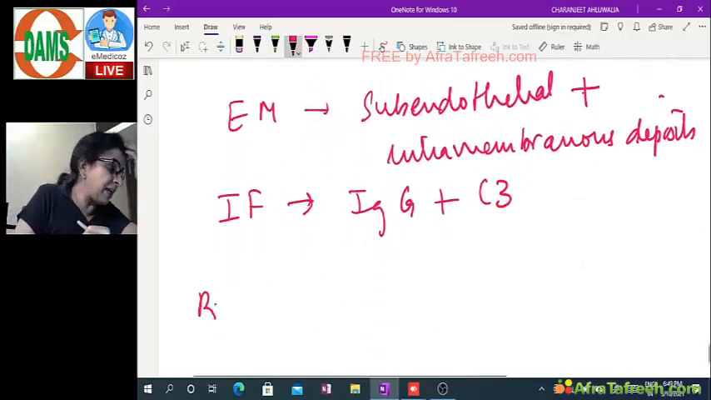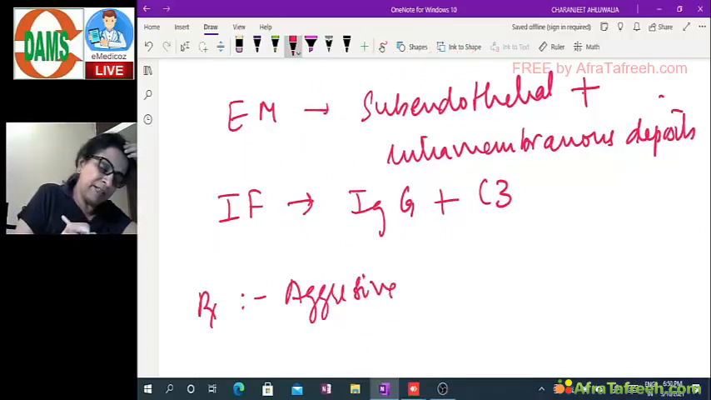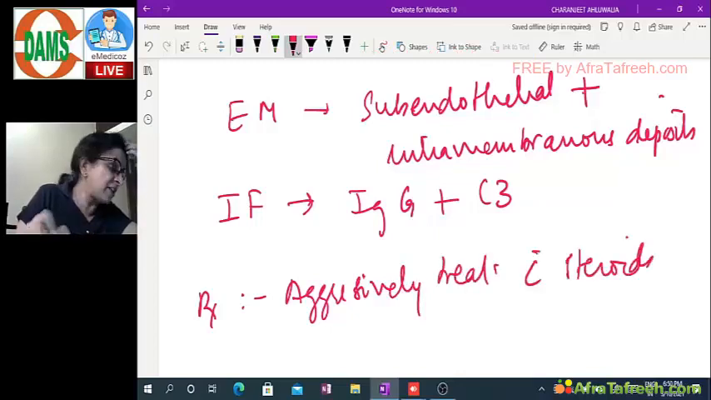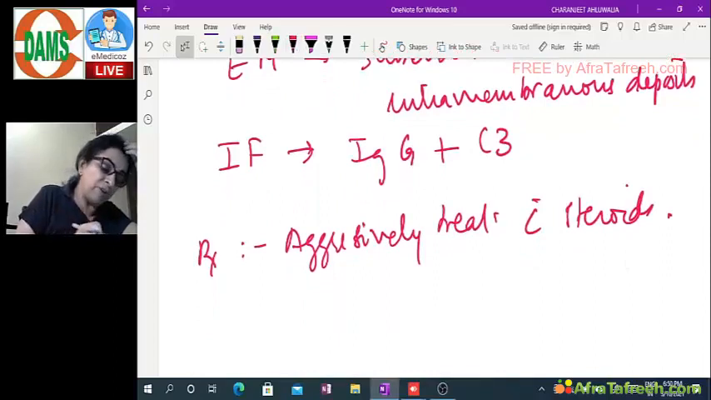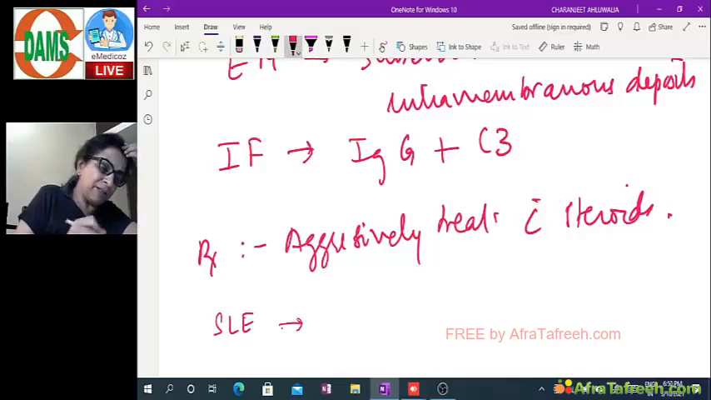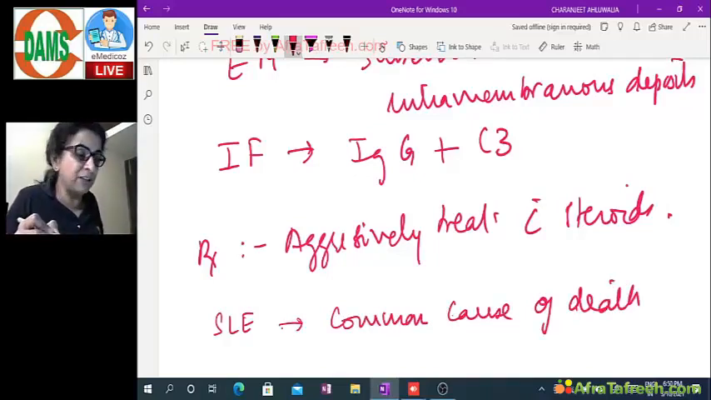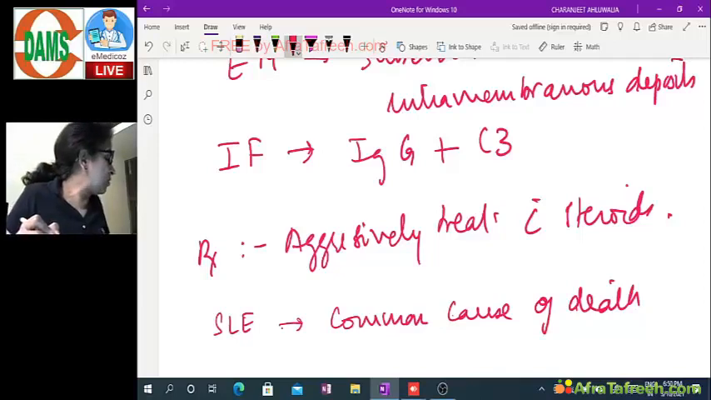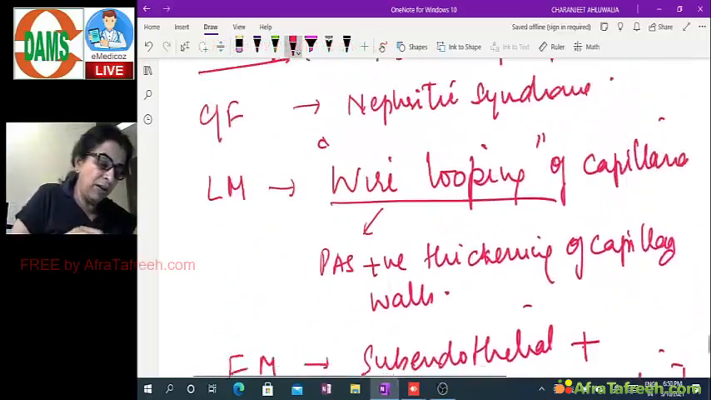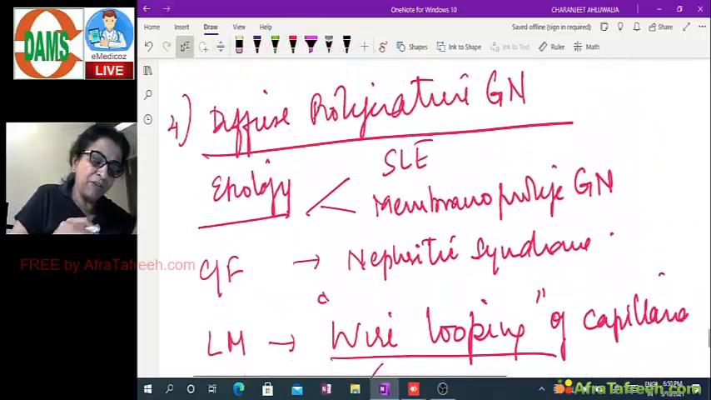और इसका treatment क्या है? Aggressively treat with steroids. So you have to treat them with steroids aggressively, and remember, it's a common cause of death in SLE patients. So if SLE patients develop this diffuse proliferative, it's a common cause of death. So SLE के मरीजों में अगर diffuse proliferative glomerulonephritis हो जाए, it can lead to death also.